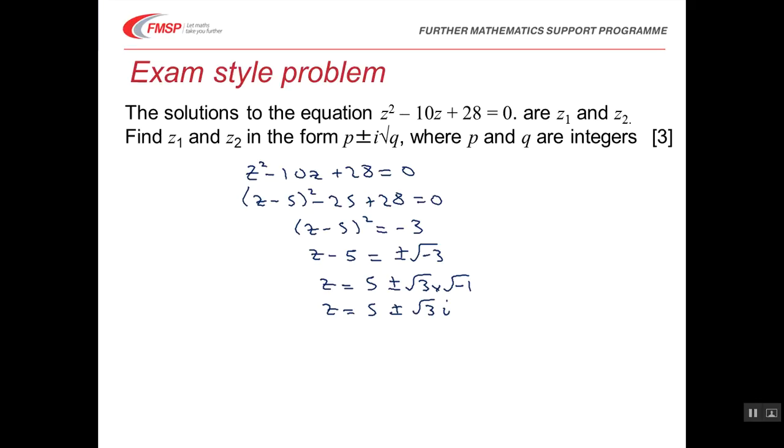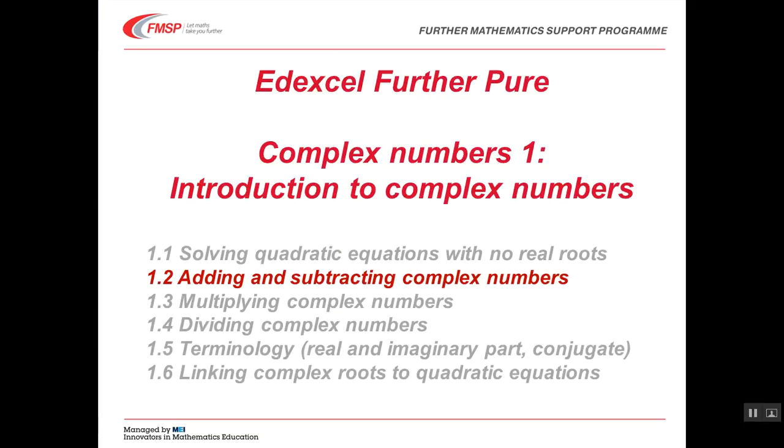So our two roots are z1 equals 5 plus root 3i and z2 equals 5 minus root 3i. It doesn't matter which one is defined as z1 or z2. In our next session, we're going to be looking at adding and subtracting complex numbers.